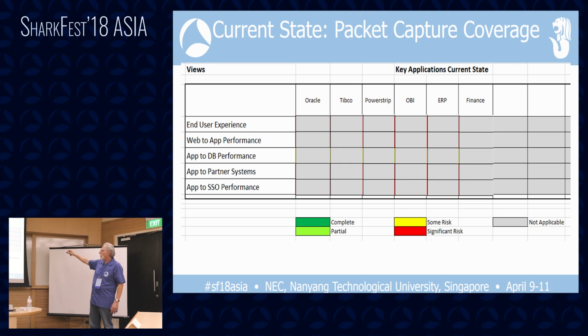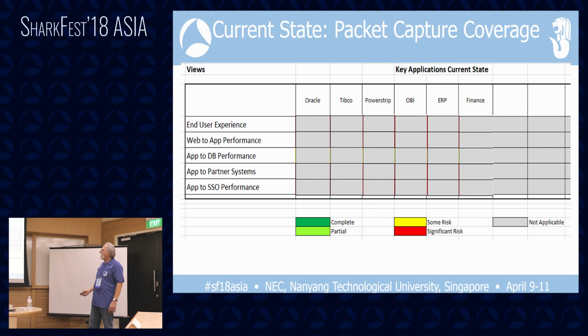Can I see it for Oracle? Can I see it for TIBCO? Can I see it for PowerStrip? These are some internal Riverbed names. How about my web to app performance? Can I see it? Is it visible? Do I have access to it? How about app to database, app to partner, app to my single sign-on? Single sign-on is kind of important.